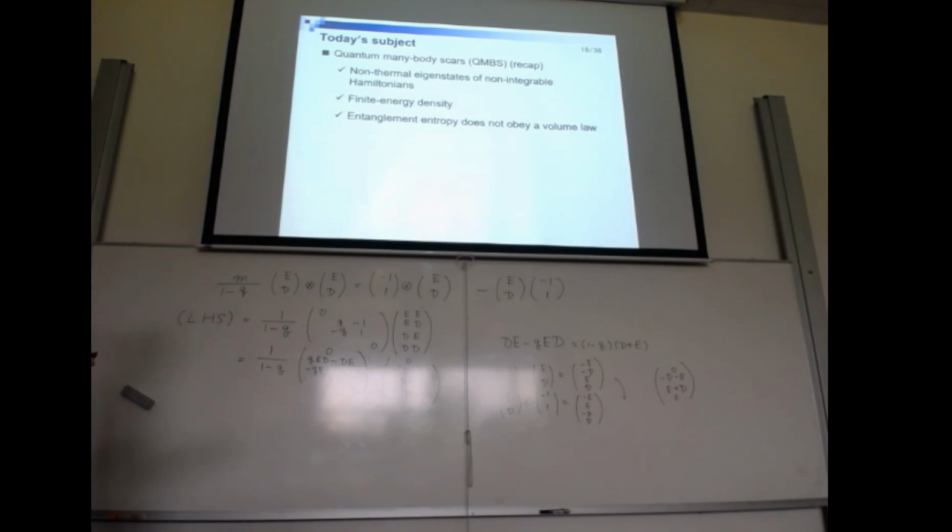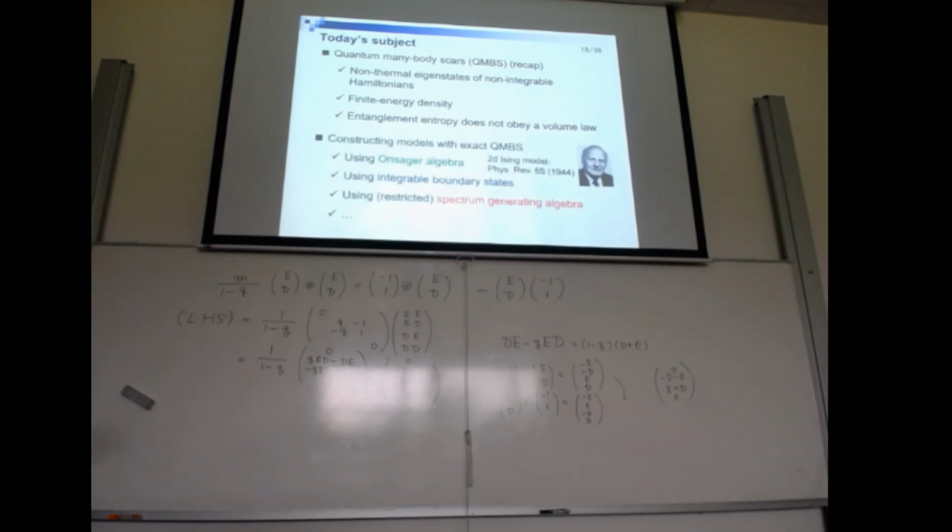Okay, now let's move on to today's main subject. This is just a recapitulation of the quantum many-body scars discussed. QMBS are states such that they are non-thermal eigenstates of non-integrable Hamiltonians, and they have finite energy density and low entanglement entropy. Their entanglement entropy doesn't obey a volume law. And I will construct several examples of models with exact quantum many-body scars.